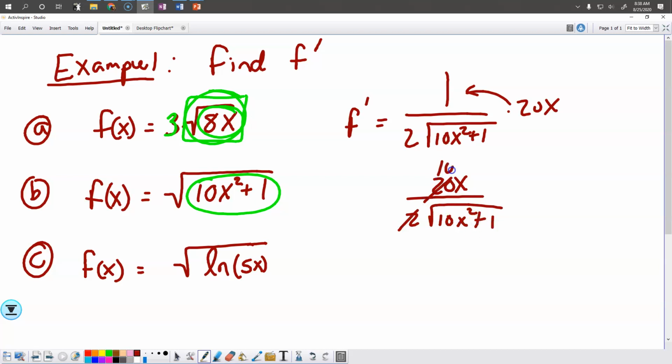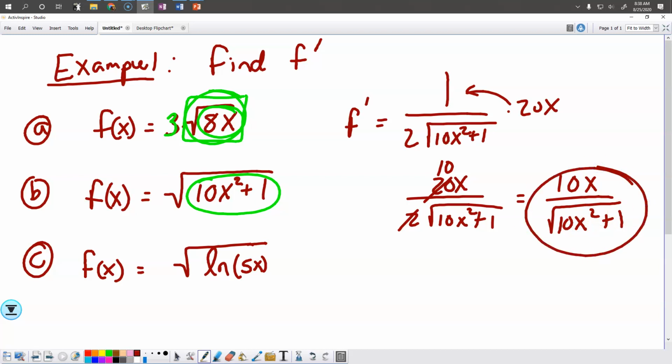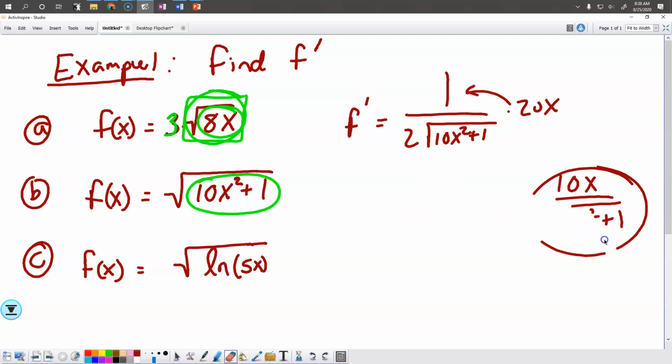Two goes into 20 10 times. So there we go. All right, so just apply the shortcut and multiply it by the derivative of the inside. Let's do another one. Now the next one is an eggshell, egg white, yolk problem.